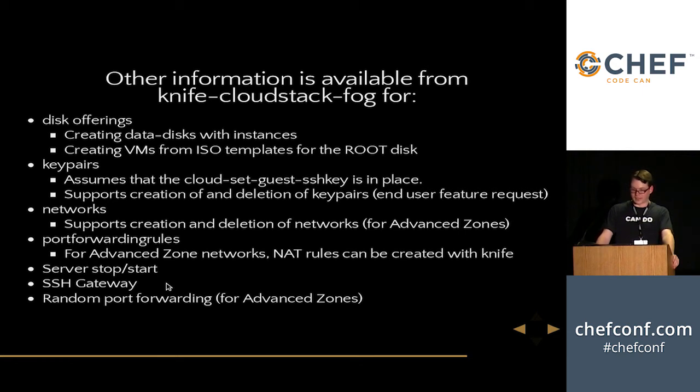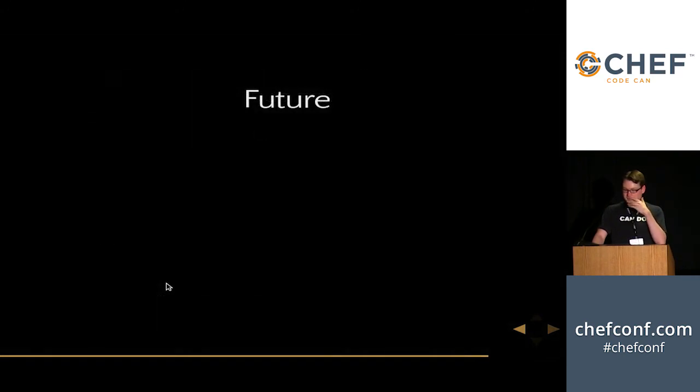I do have mechanisms for the creation of networks. However, I've been working with the Fog group because network deletion isn't working right, and that's a Fog problem, not a knife-cloudstack Fog problem. I do support creation and deletion of port forwarding rules, server stopping and starting, the SSH gateway, random port forwarding.